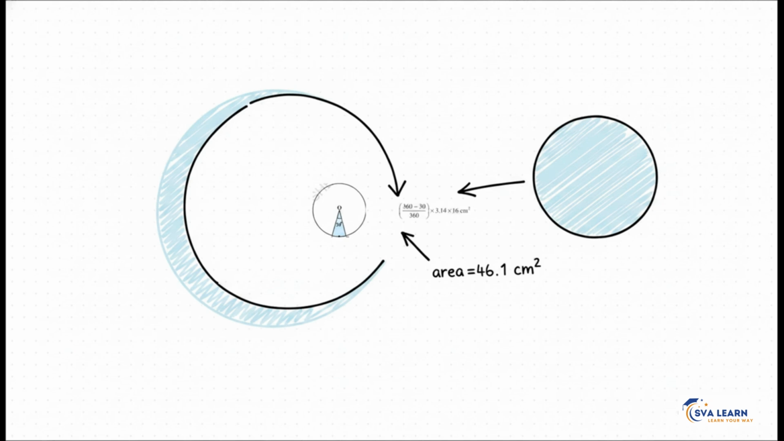Well, if the whole circle is 360 degrees and our minor sector took up 30 of those degrees, the leftover angle is just 360 minus 30, which is 330 degrees. We just apply the exact same unitary method. Our fair share fraction is now 330 over 360 multiplied by pi r squared. When you run those numbers, you find the major sector is roughly 46.1 square centimeters.